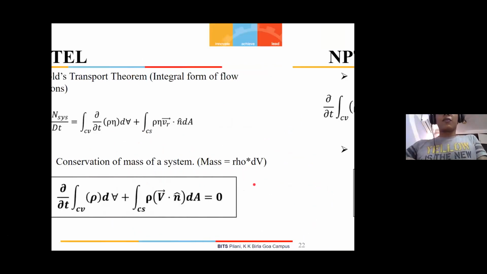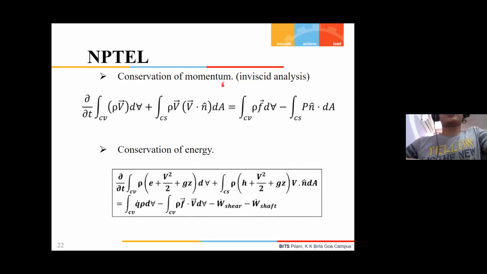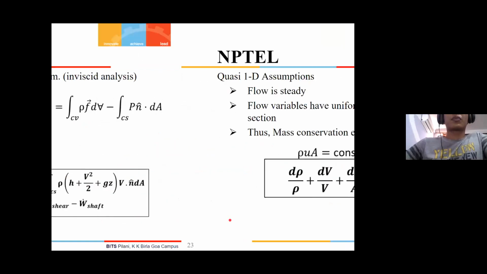Similarly, we applied the Reynolds transport theorem on the momentum of a system based on an inviscid analysis, which is generally what we consider in these types of flows regarding subsonic jet mixing. And lastly, the conservation of energy equation was also derived in the same manner, and we ended up with an equation like this that we have here.